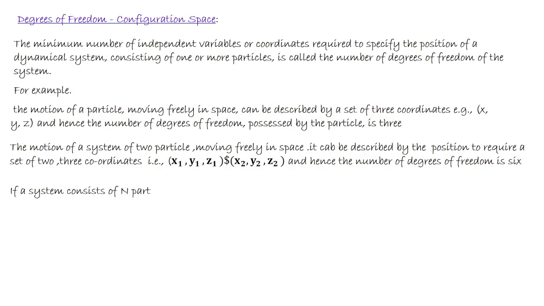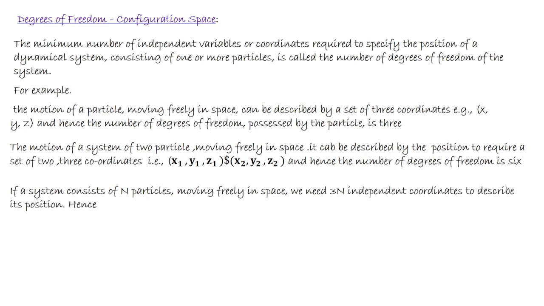If a system consists of n particles moving freely in space, we need 3n independent coordinates to describe its position. Hence, the number of degrees of freedom of the system is 3n.